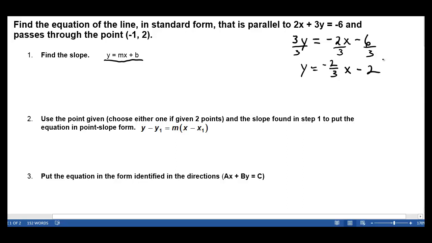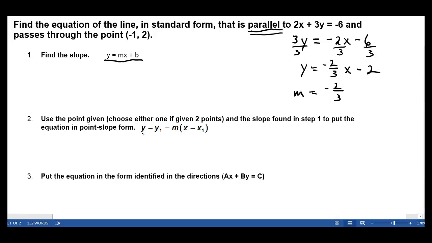So again, reading the problem, it says find the equation of the line in standard form that is parallel. So remember that when lines are parallel, their slopes are the same. So the slope of this line would also be -2/3. So step number 2 is to use the point given and the slope found in step 1 to put the equation in point-slope form.